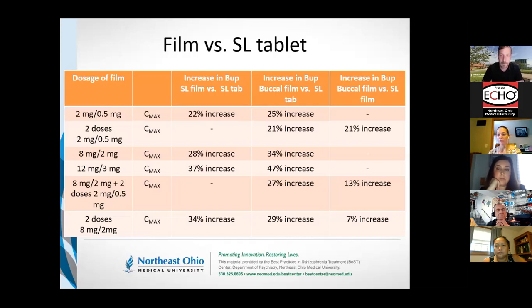So between the three, we'd be able to get highest concentrations with the buccal film, then with the sublingual film, then with the sublingual tablets. So if there's an ability to change between formulations, if a patient really is struggling and needs a little bit of a higher concentration, that might be an option, although sometimes formulary restrictions make that really difficult to be able to do.